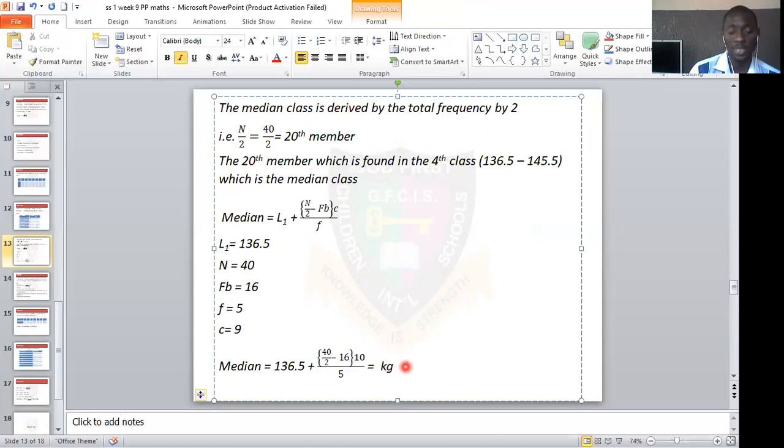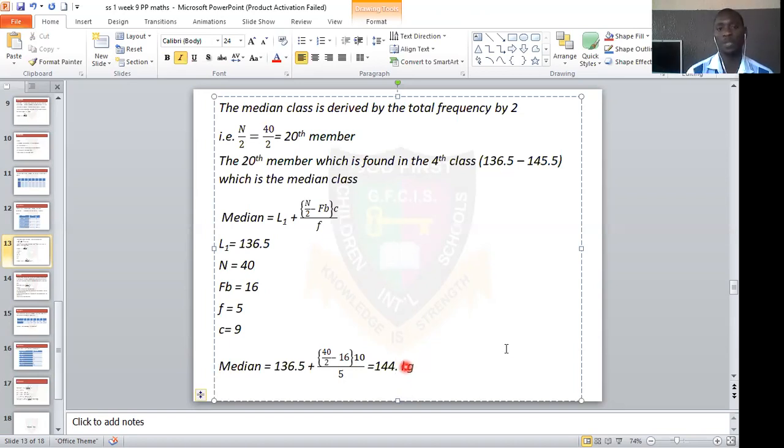So let's solve again together. 40 minus 2 is 20. 20 minus 16 is 4. 4 divided by 5 will give you 0.8, times 10 will give you 8. So 8 plus 136.5 will give you 144.5.